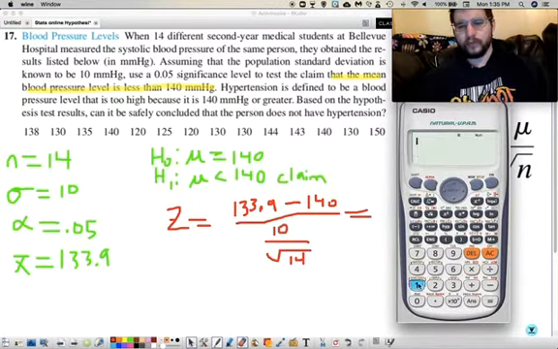So I need to go to mode 1. And I'm going to do fraction. Let me just check, just to make sure. 133.9, yeah. Okay, we're good. I'm going to do A minus 140 over another fraction, 10 over square root of 14. Negative 2.2717.